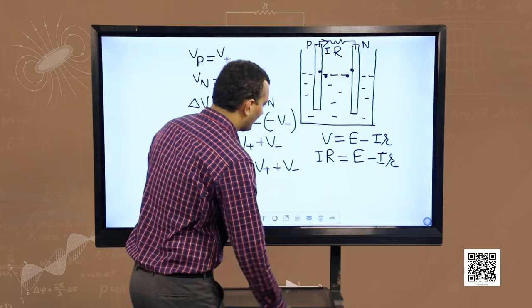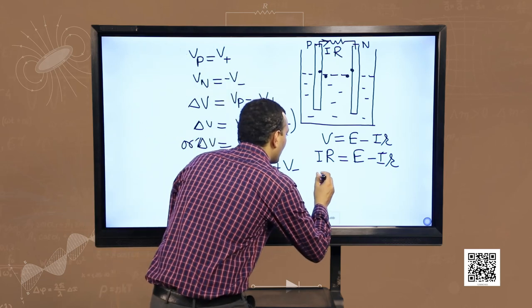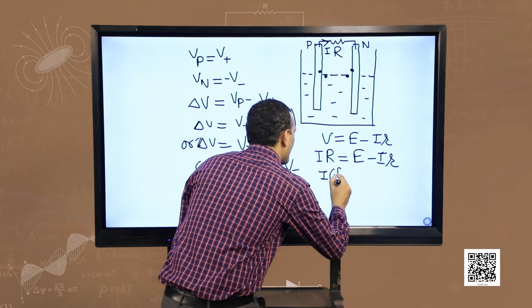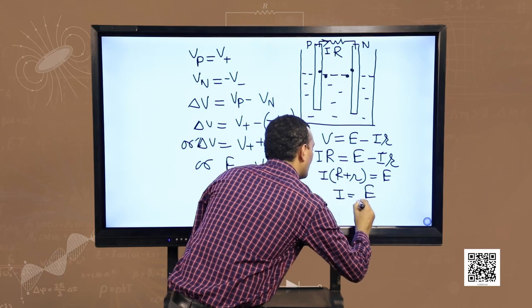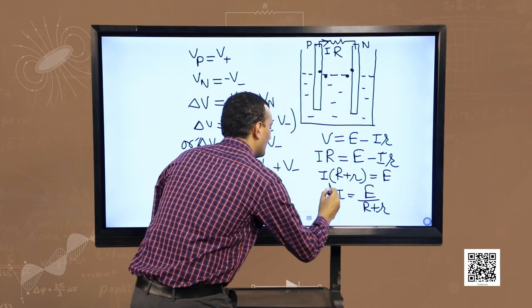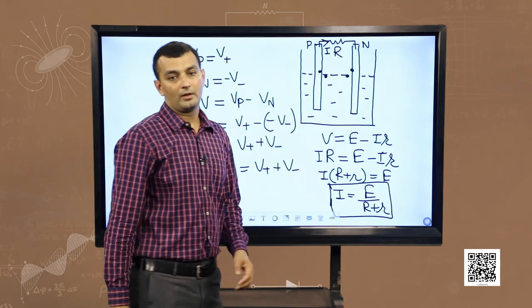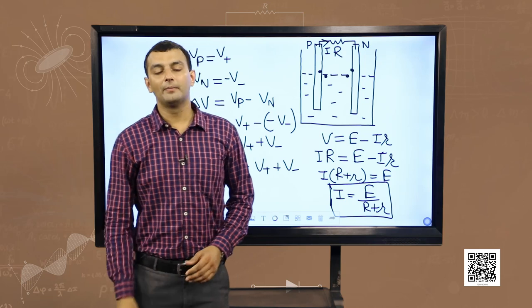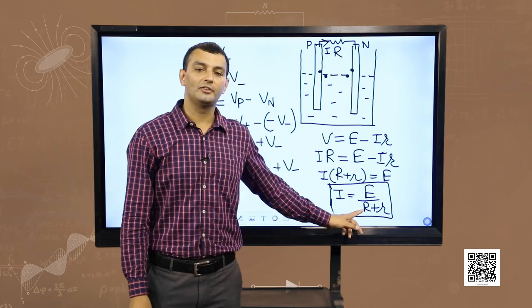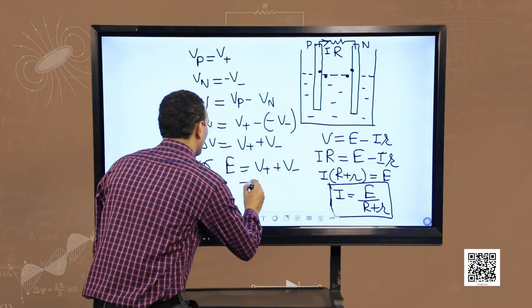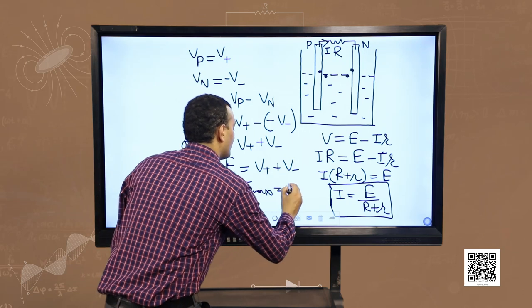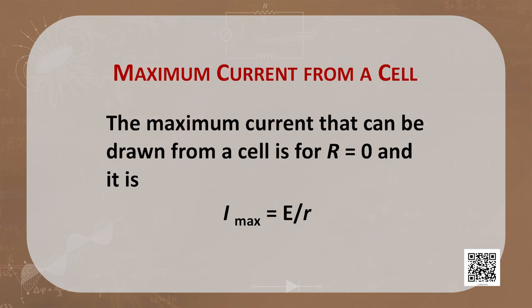From this expression, we can get the value of the net current, and this comes out to be E upon capital R plus small r. However, in order to get the maximum current from this cell, the external resistance capital R should be 0. So, in that case, the maximum current will be E upon small r. But practically, we never do that since such a high value of current may damage the cell.